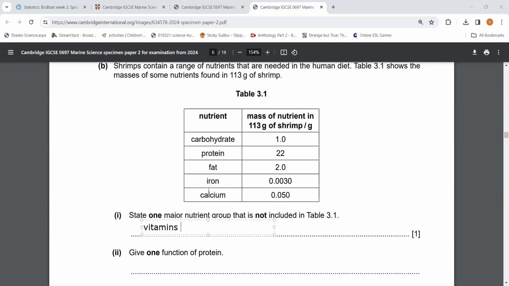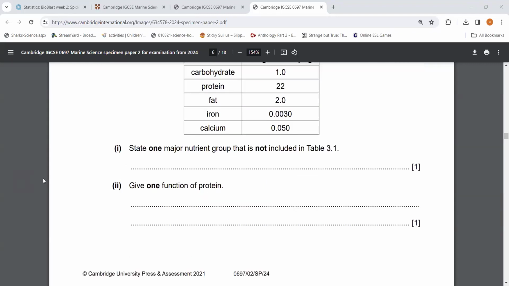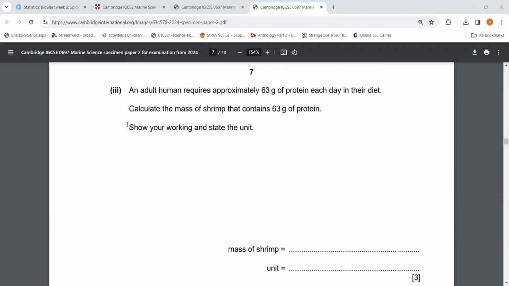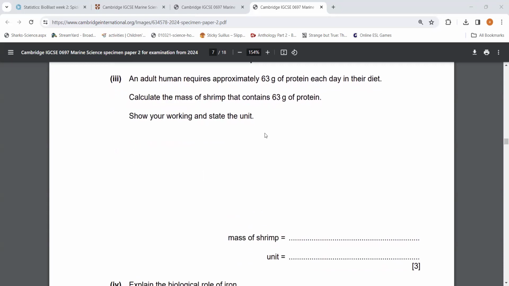Give one function of protein. Again, it's just give one function, very simple, just a one marker. There's a couple of variations you could say: for growth or repair of cells, or cell production. I would probably say the growth and repair of cells. Sorted, easy mark. Okay, let's see what we've got next.